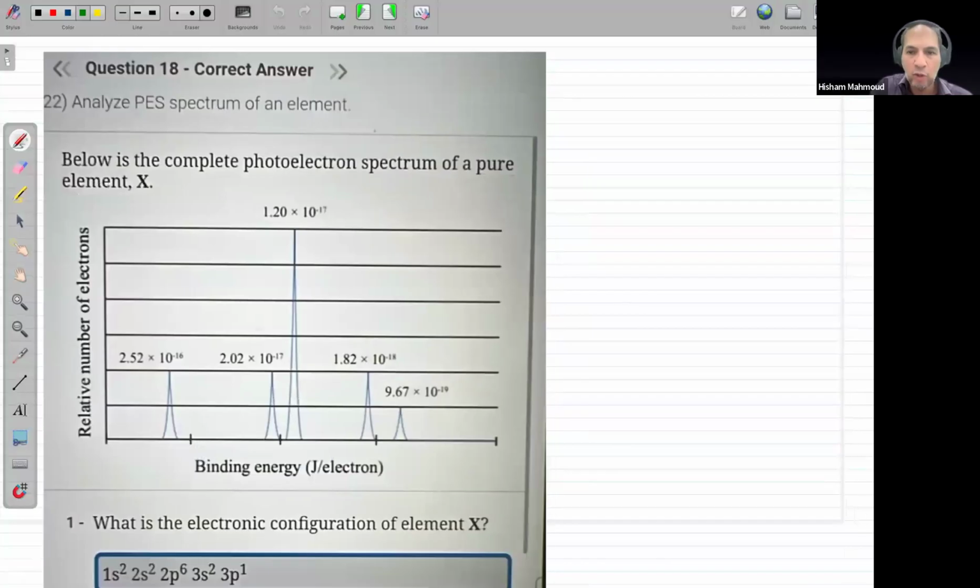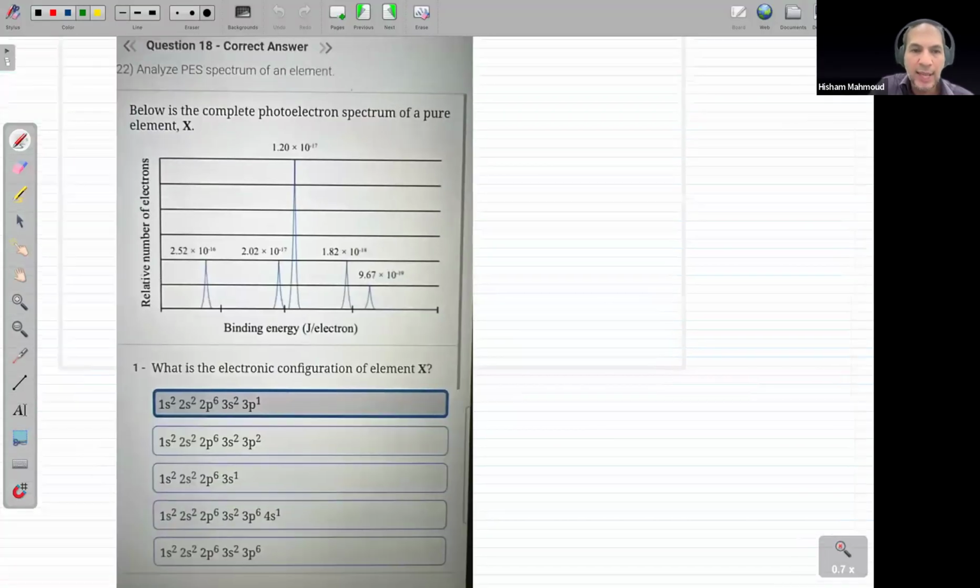Below is the complete photoelectron spectrum of a pure element X. Where is the biggest binding energy? The binding energy is bigger here. It's -16. Is -16 bigger or -19? Of course, -16 is bigger than -19. So here is bigger, so the nucleus is here, mister. So that's 1s. 1, 2. The ratio is 2. 1, 2. Here, 2 electrons. So that must be 2s.